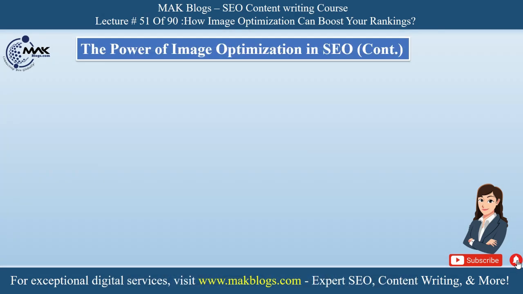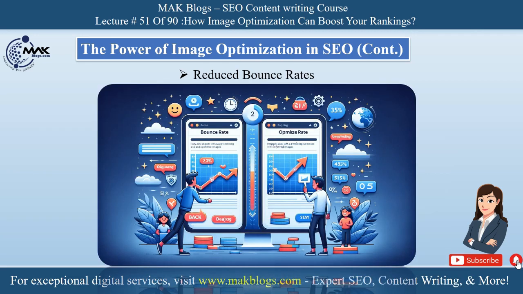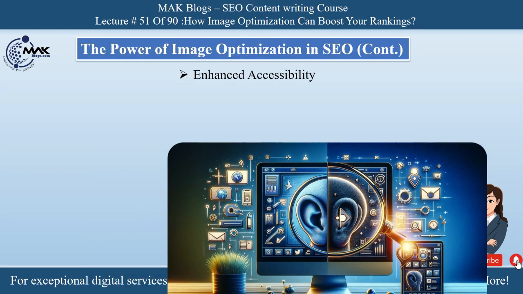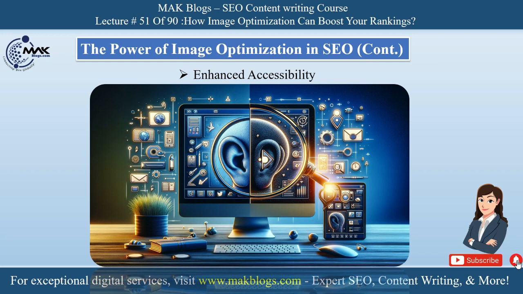Next, we have reduced bounce rate. When users have a positive experience with your website, they are less likely to bounce back to the search results. This can have a positive impact on your search engine rankings. Got it? Proper image optimization includes providing descriptive alt text, which not only improves accessibility for visually impaired users but also helps search engines understand the content of your images.